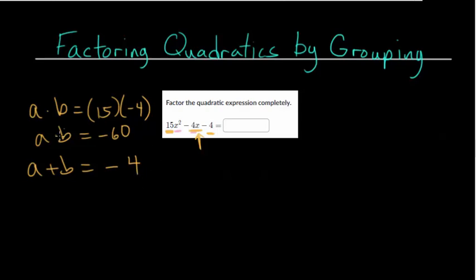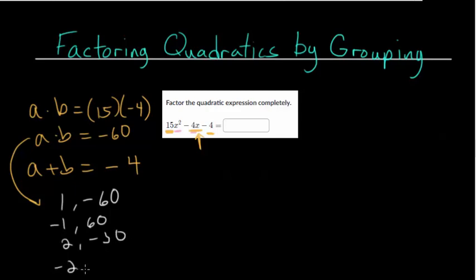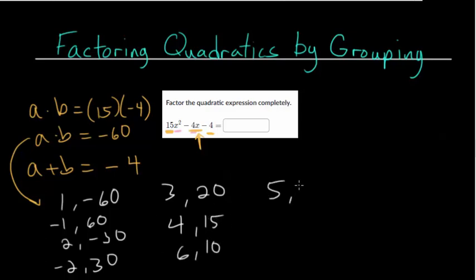To start, the most straightforward way to do this is to look at all the possible factors of negative 60. If we write those down, we could have 1 and minus 60, or minus 1 and 60. We could have 2 and minus 30, or minus 2 and 30, and so on. With 60, there are actually quite a few different factors. We could do 3 and 20, with one of these being negative. We could do 4 and 15 with one of these being negative. And we can do 6 and 10. We can do 5 and 12.